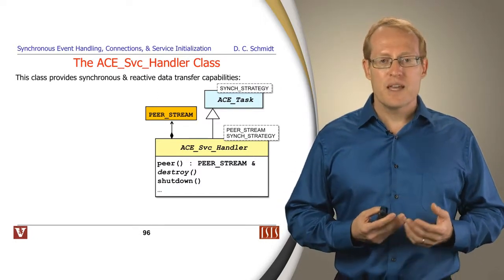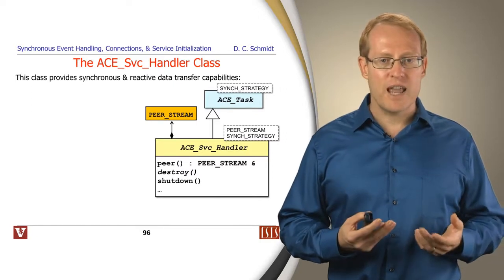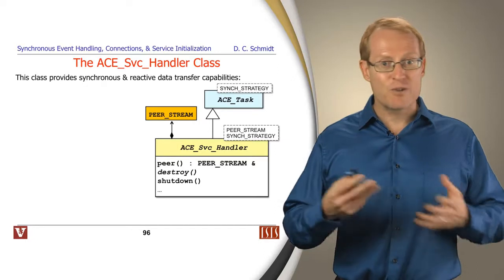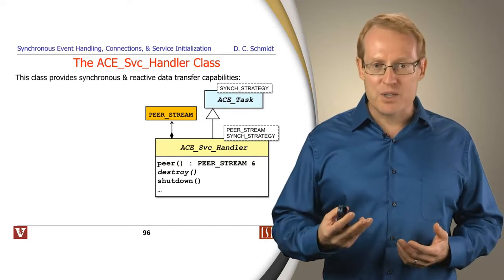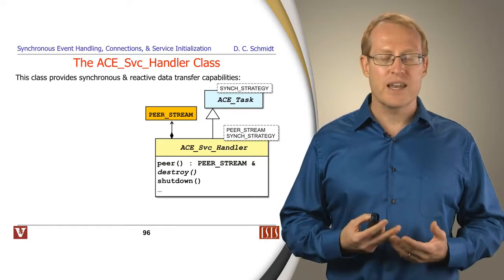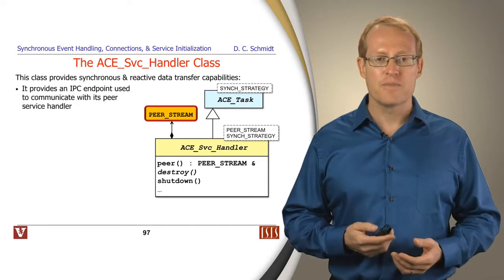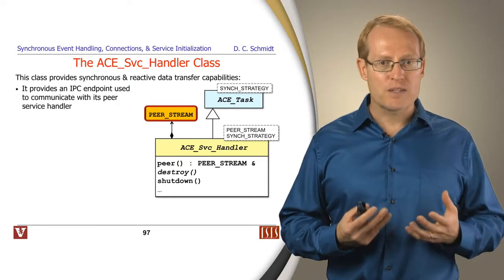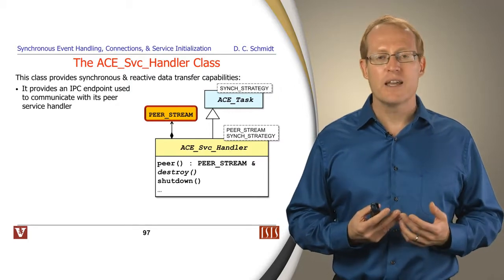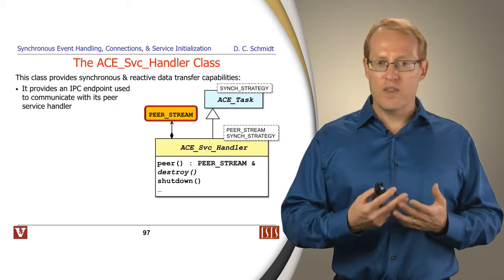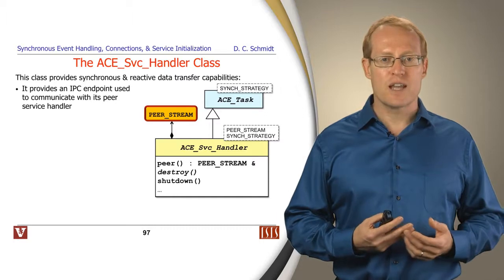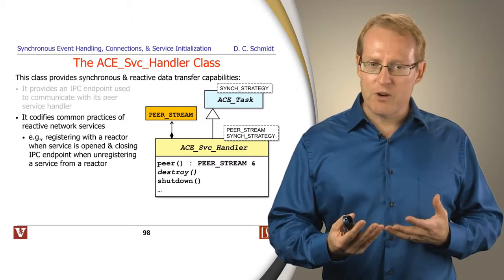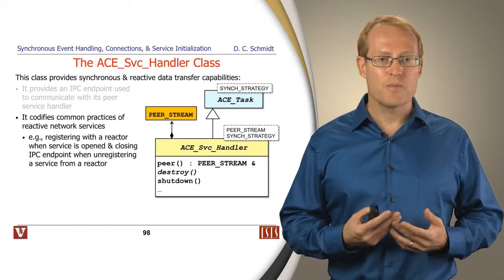Let's now do a little bit of a deep dive into the capabilities and structure of the ACE Service Handler class. This class provides synchronous and reactive data transfer capabilities. As you can see, it's got a bunch of interesting things going on in terms of how it's associated with other classes in ACE or other classes you might define. One of the things the ACE Service Handler provides is an inter-process communication, or IPC, endpoint that's used to communicate with its peer connected service handler. And this particular peer is going to be connected by the acceptor.